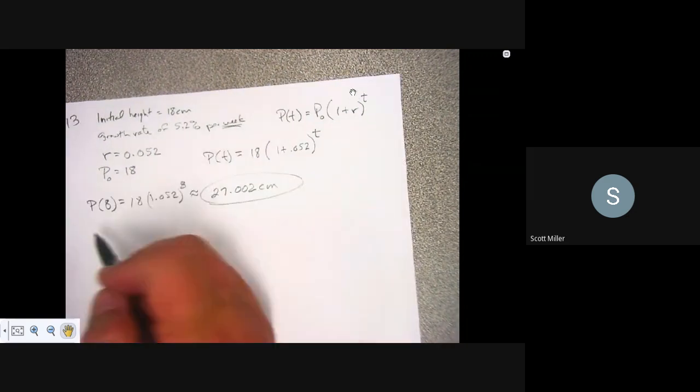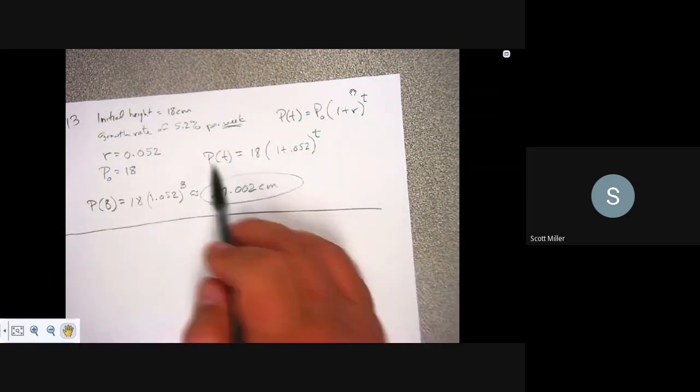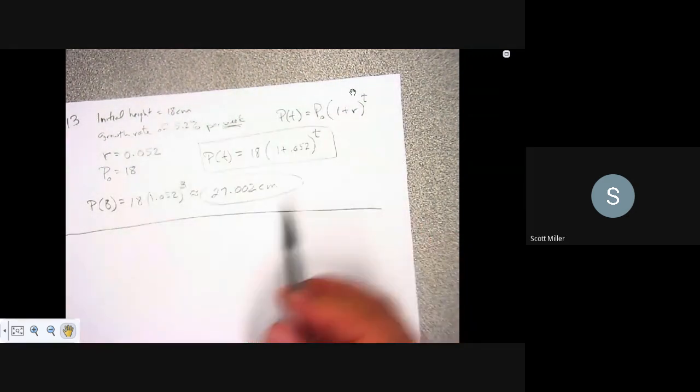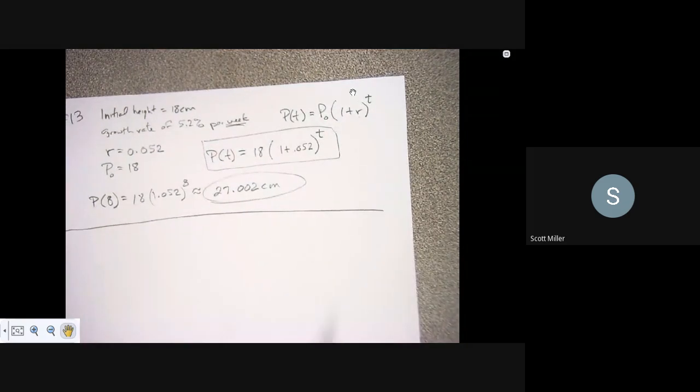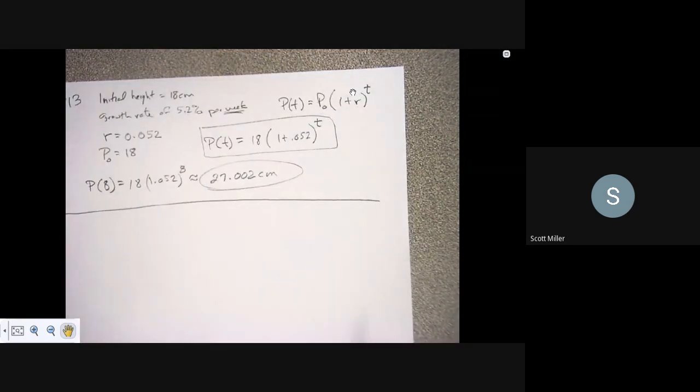And so that's how I can do a problem like 13. I think they only wanted this part for 13, but I made up the other part, how I can then use it to predict something in 8 weeks.